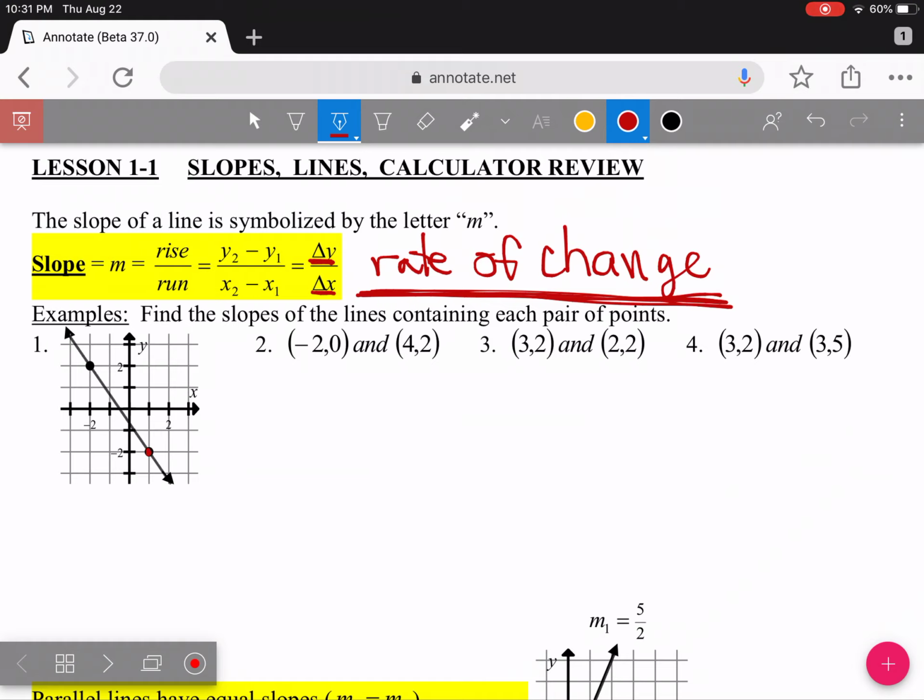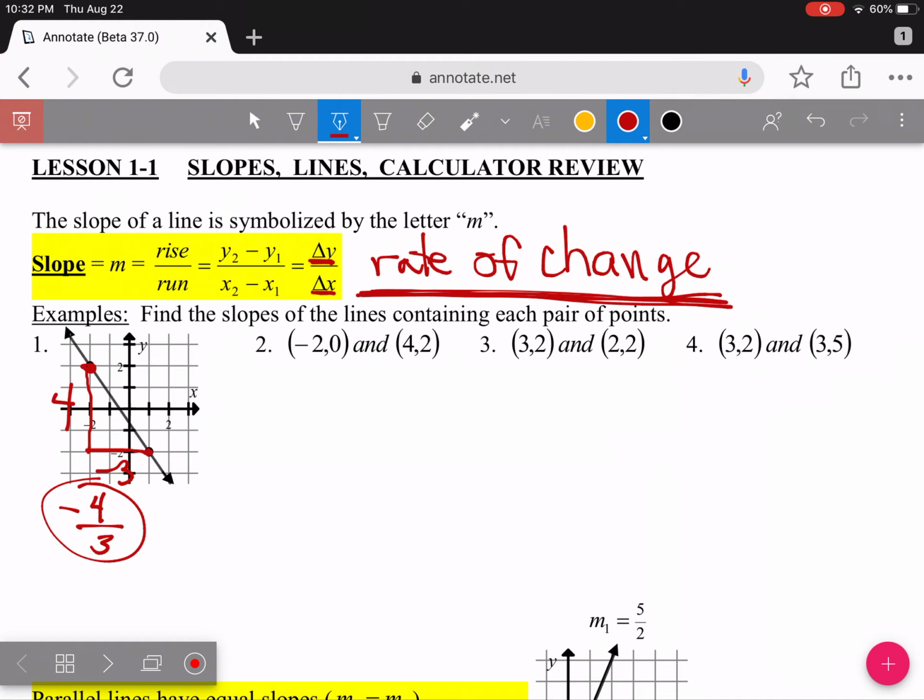So if I pick this point here and this point here, I can count over and see what my slope is. Well, I go over 1, 2, 3 in the negative direction, and then I go up 1, 2, 3, 4 in the positive direction. So my slope is rise over run, so my slope is negative 4/3. Okay, now let's look at this one.